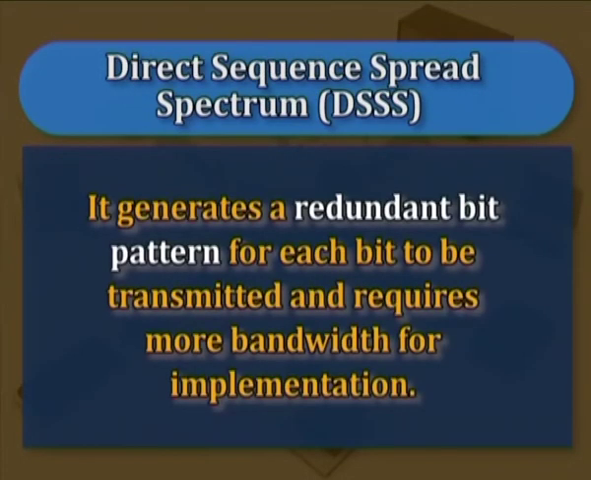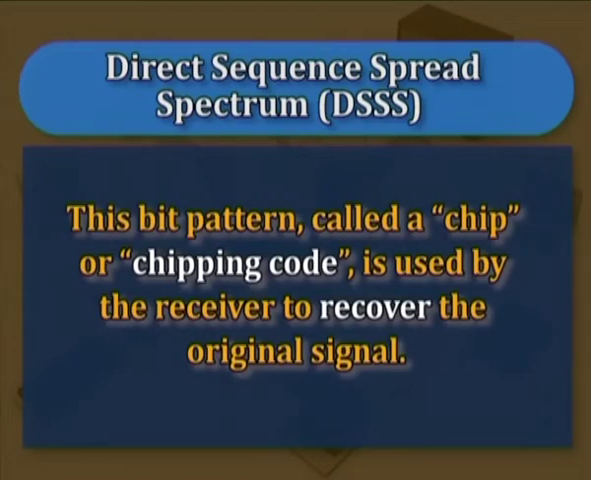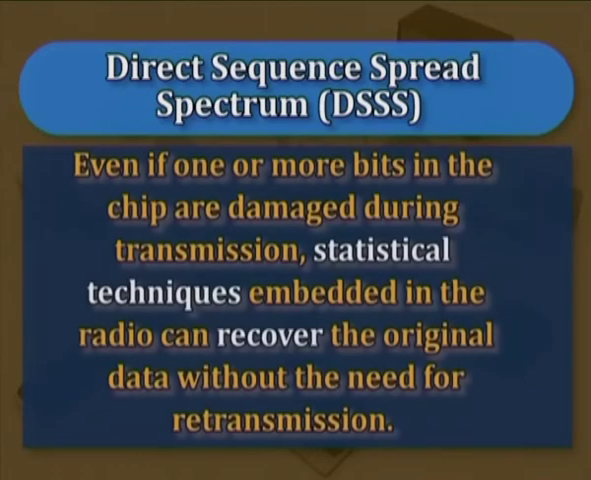On the other hand, direct sequence spread spectrum, DSSS, generates a redundant bit pattern for each bit to be transmitted and requires more bandwidth for implementation. This bit pattern, called a chip or chipping code, is used by the receiver to recover the original signal. Even if one or more bits in the chip are damaged during transmission, statistical techniques embedded in the radio can recover the original data without the need for retransmission.